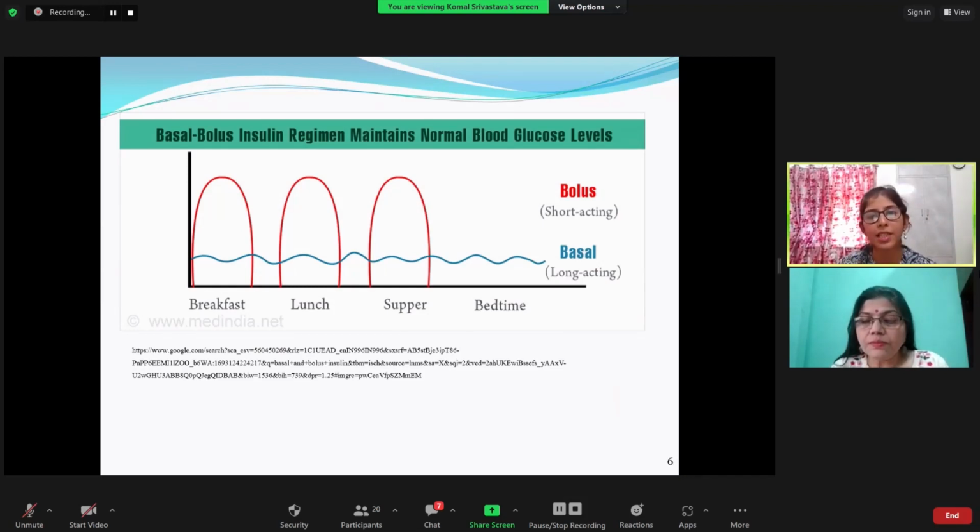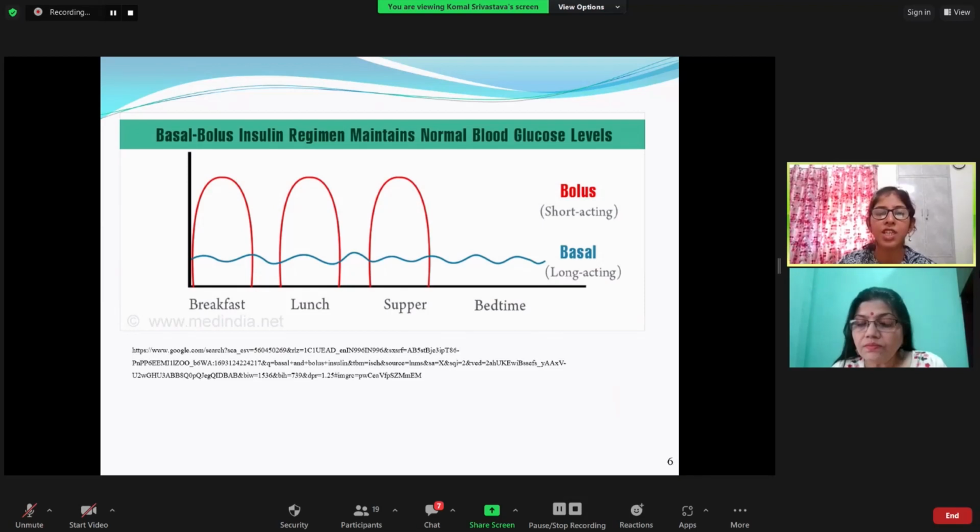There are basically two regimens which we follow, that is the basal bolus dose. Basal dose is something which covers the whole 24 hours, whereas when we talk about bolus, it can be your rapid acting, it can be your short acting, or it can be your intermediate.